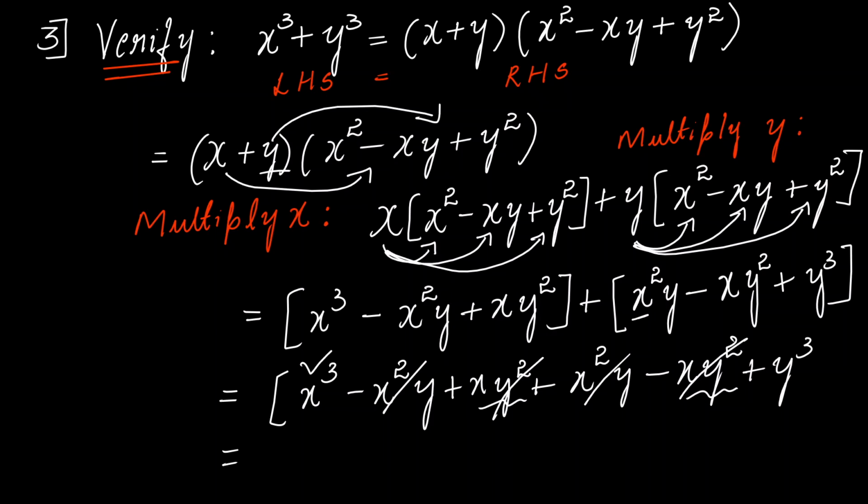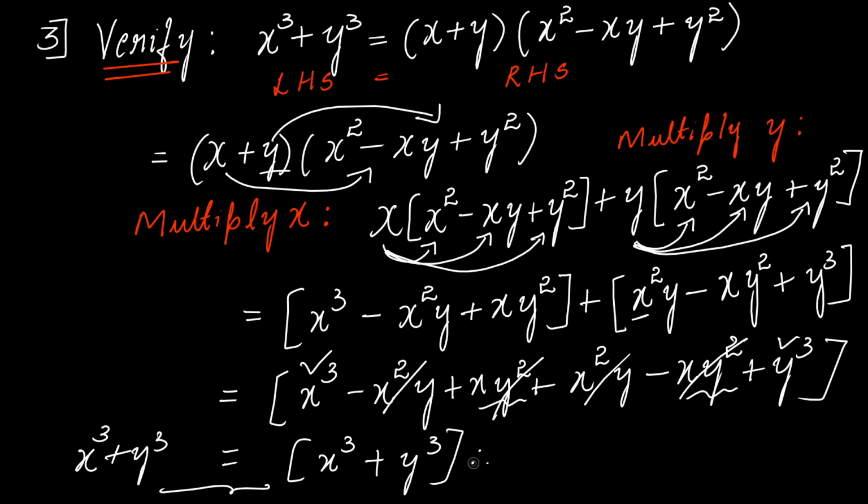So this is exactly the LHS. So hence we proved LHS is equal to RHS. We got x cube plus y cube. So in the LHS we have x cube plus y cube. So hence it is proved LHS is equal to RHS. So finally write LHS is equal to RHS, hence verified.